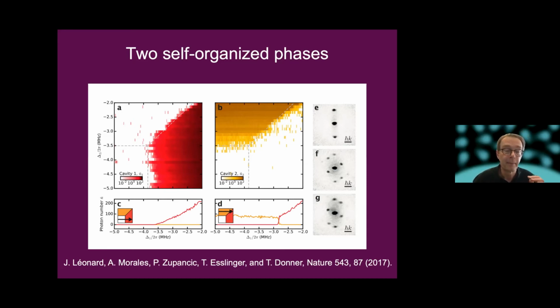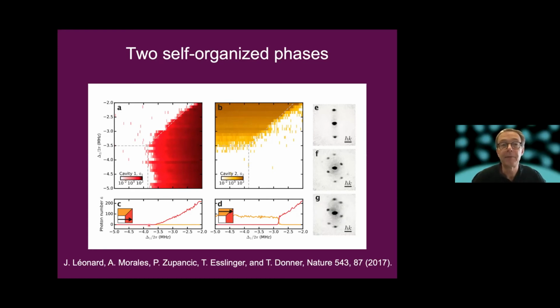The light field is ramped up in intensity, and one cavity is at a given detuning, and then cavity 2 is at a given detuning here, and then you change the detuning of the other cavity, and that's shown here, and then you measure all the time what is the photon field in one or the other cavity. In one cavity it's red, in the other cavity it's orange.